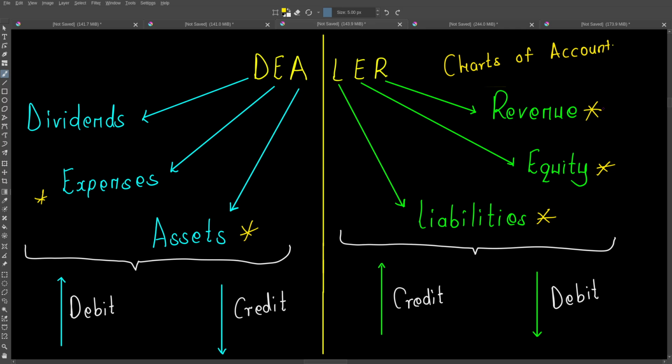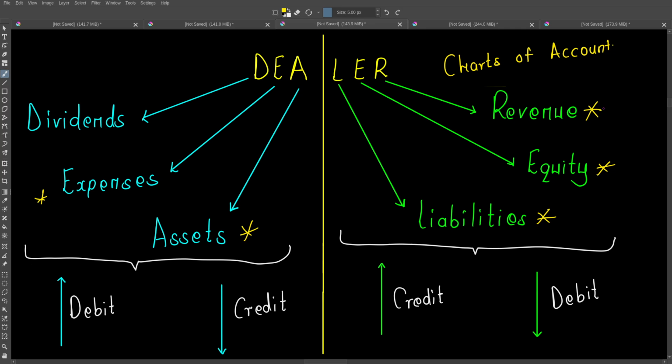So for example, under the assets accounts, you're going to find a cash account, you're going to find inventory, you're going to find accounts receivable, okay? So this chart of accounts already guides the business to know these are asset accounts, these are expense accounts, this is dividends, this is liabilities, equity, or revenue, okay?